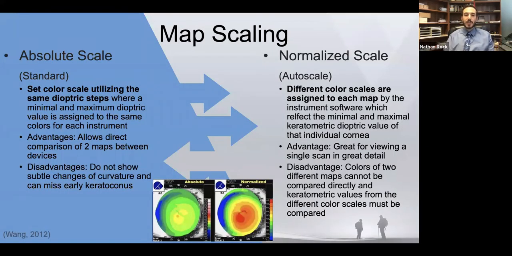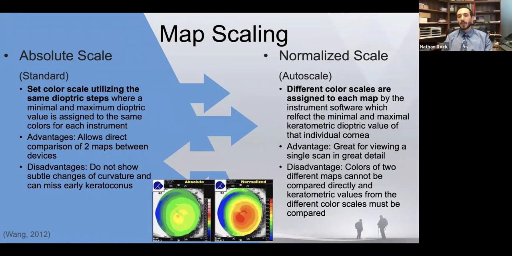Looking at corneal maps, there are different ways to go about it, and that's what we'll spend the next few minutes looking at. There is what's called an absolute scale, and that means that the same color is used for different steps. Ultimately, each cornea then would be applied the same range, meaning that maps can be compared directly as the same scale would be applied across. The disadvantages, though, is it doesn't show subtle changes of curvature and sometimes could miss early keratoconus because that may be too subtle to show up on the absolute scaling.